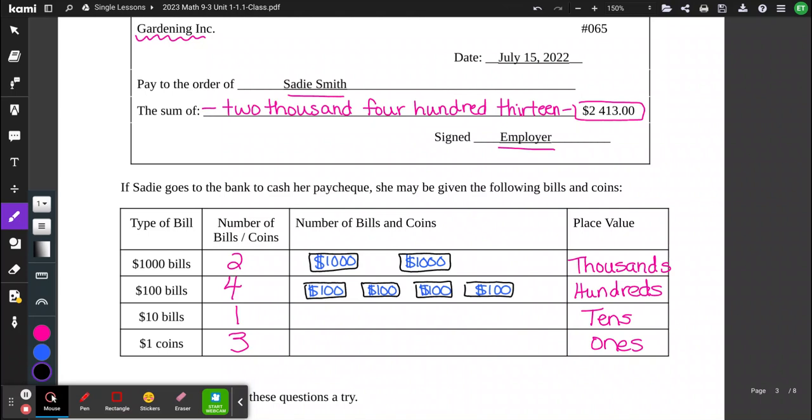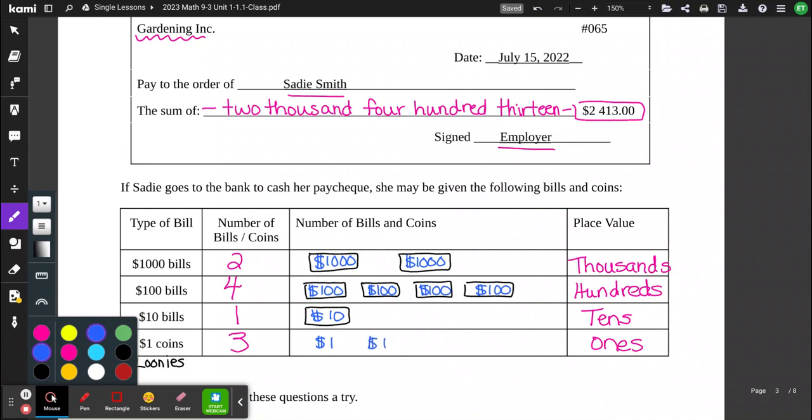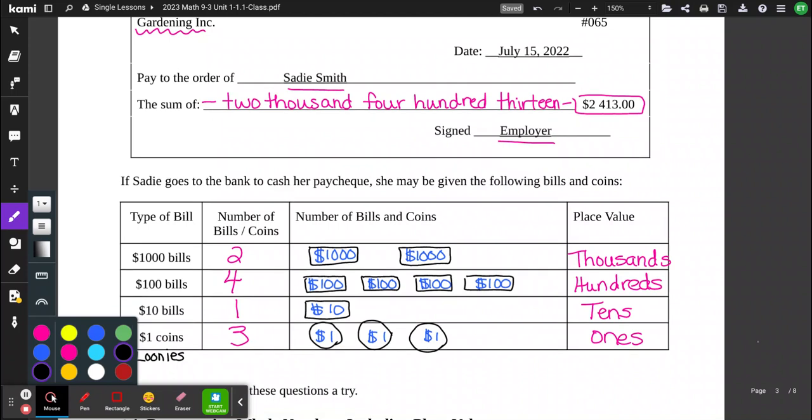And now how many $10 bills would she be given? Well, the bank is only going to give her one $10 bill. So we draw one $10 bill. And now these are our loonies. Those are our dollar coins. So she's going to get 3 loonies. And we know loonies are $1. $1. $1. And a loonie is a circle. Well, almost a circle. So we're going to draw a circle for the coins. Okay, so coins are always circles for us when we do these. All right, this concludes lesson 1 of Unit 1.